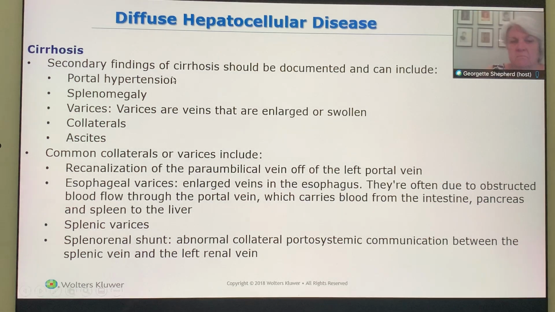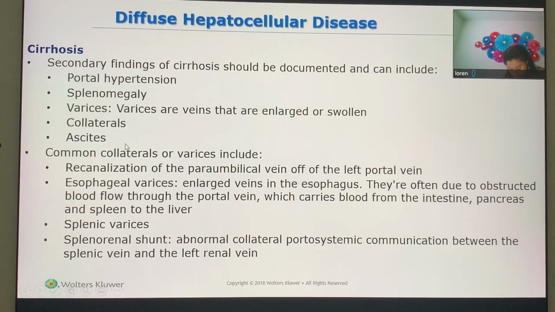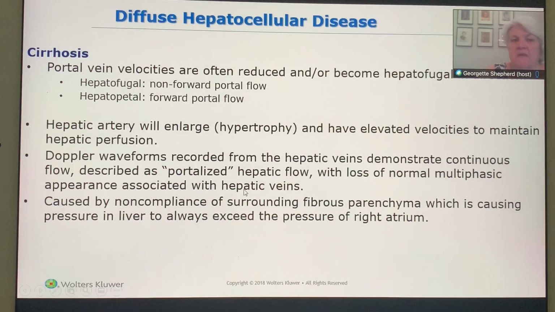Portal hypertension, y'all know what that is. Splenomegaly, y'all know what that is. Varices. Varices are veins that are large and swollen. Collaterals are a different pathway to an organ. Ascites, y'all knew what that is. Hepatofugal and hepatopedal, make sure you know the differences between that.